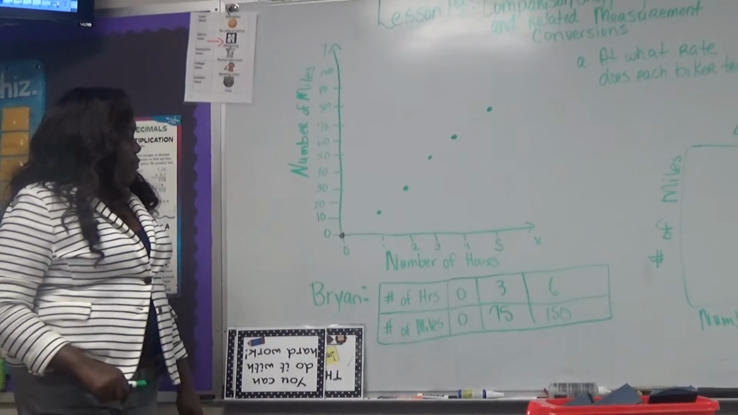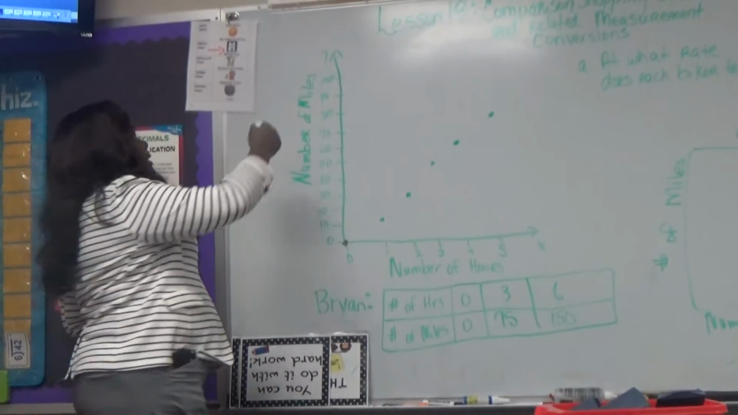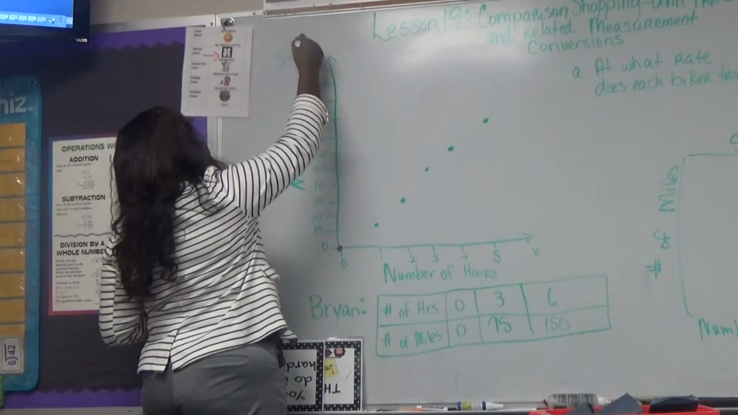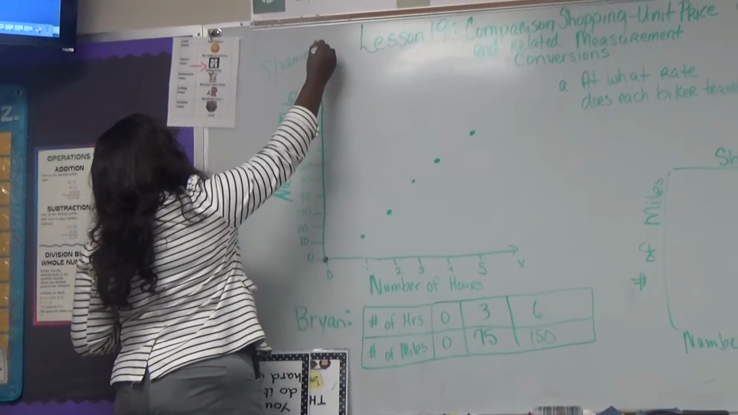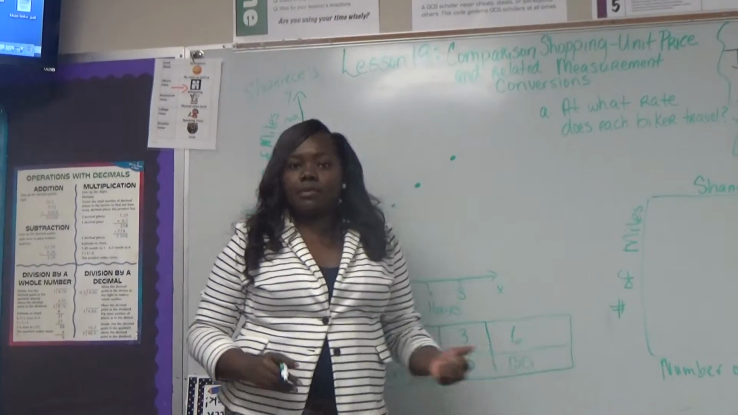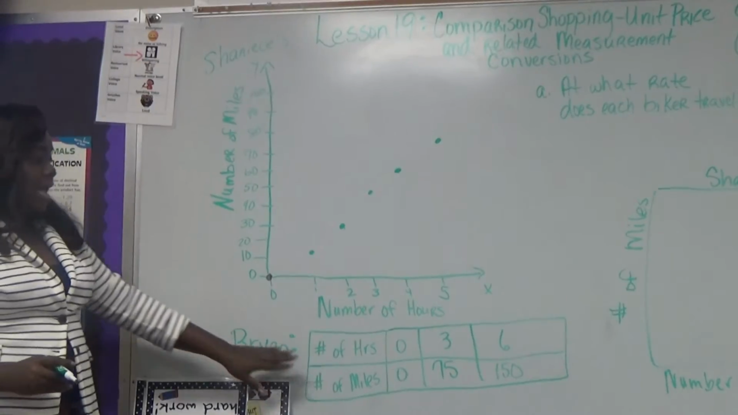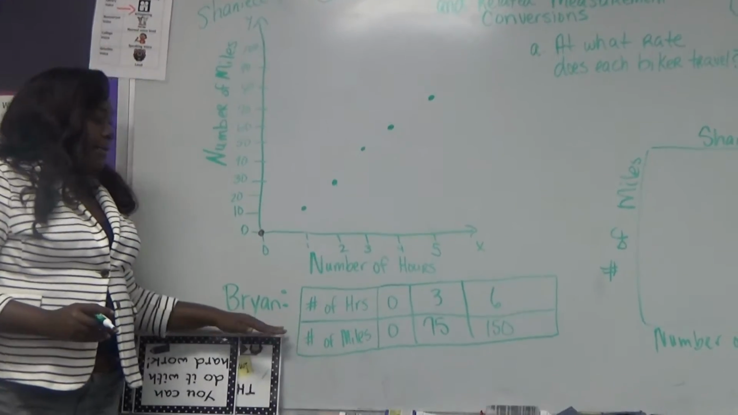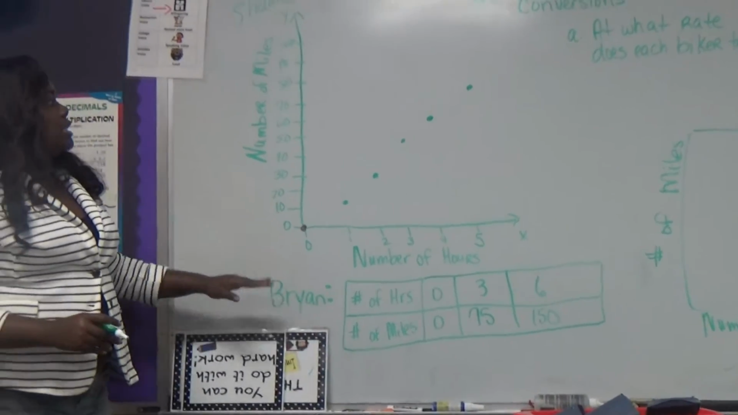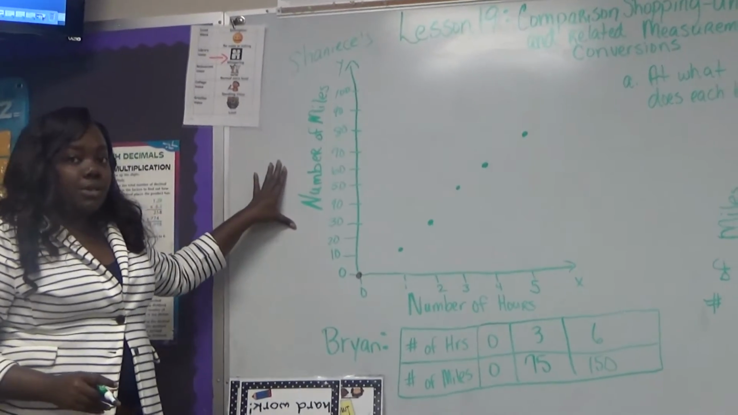Alright, so now we have a coordinate grid here that represents Shanice's data. We are trying to figure out at what rate each biker travels. I'm given a coordinate grid here, and a table that represents Brian's speed. So let's first look at Shanice's speed. Shanice's speed is given to us in the coordinate grid.